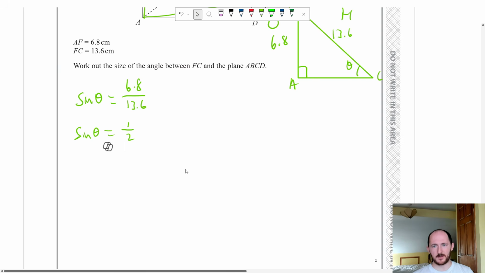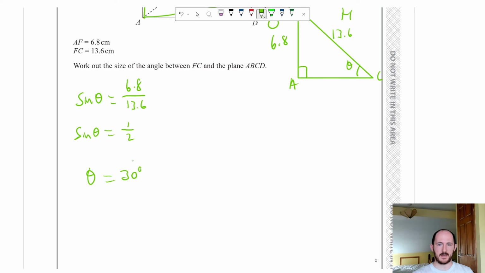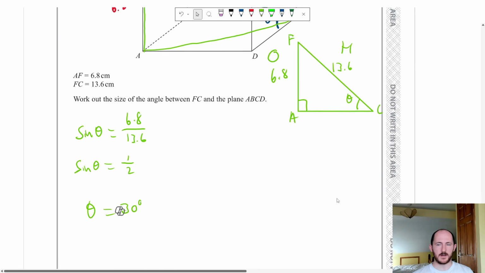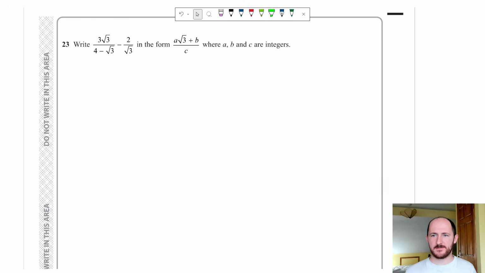I am planning on making a video, just a very quick 2-minute video on how I remember it, which is drawing out a table, which I quite like. But the answer to that is it's sine 30 that gives us a half. Very quick 2-mark question, not too bad.